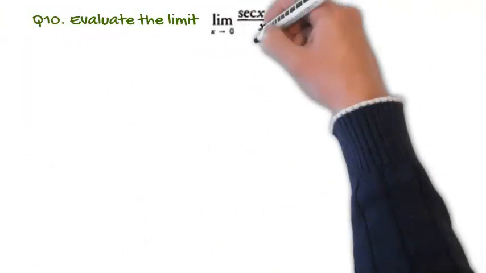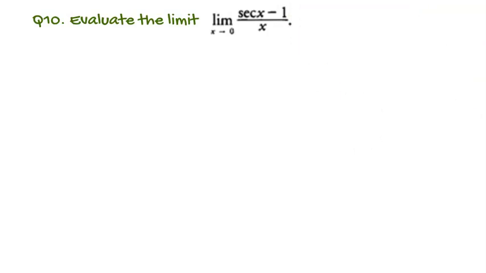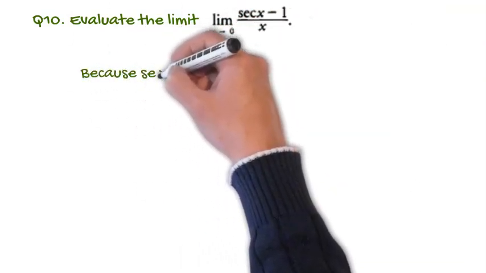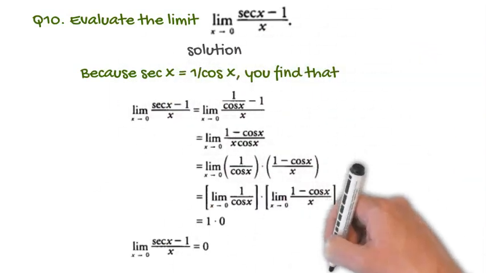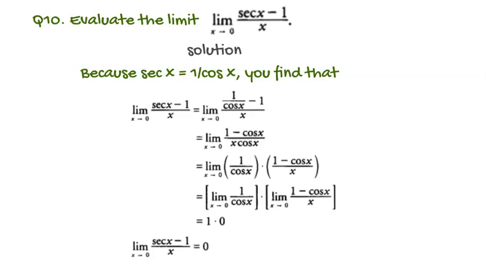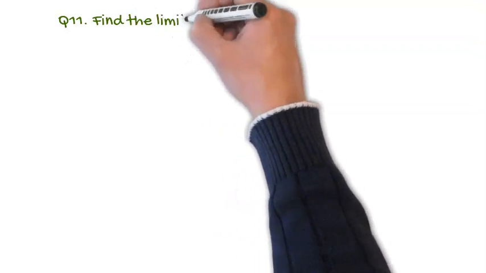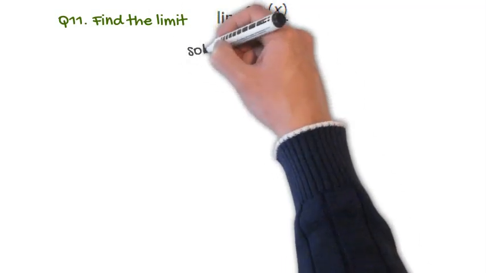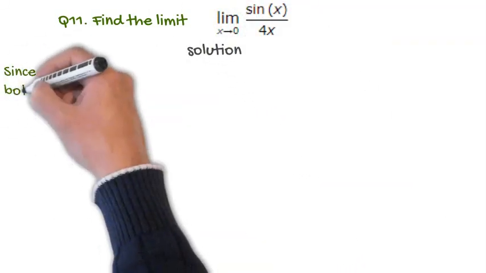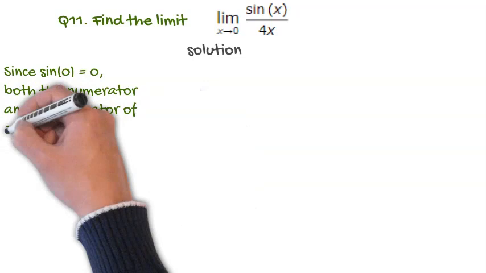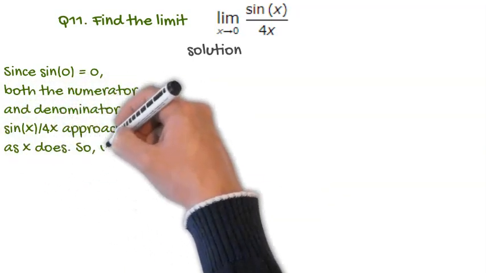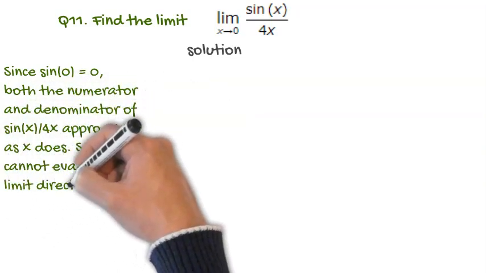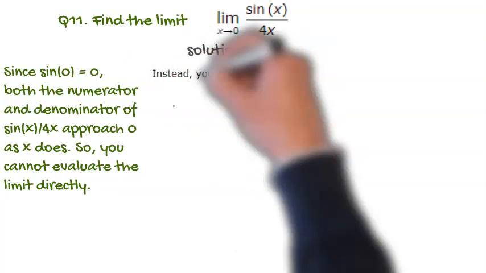Evaluate the limit. Because sec x equals 1 over cos x, you find that since sin 0 equals 0, both the numerator and denominator of sin x over 4x approach 0 as x does. So you cannot evaluate the limit directly.